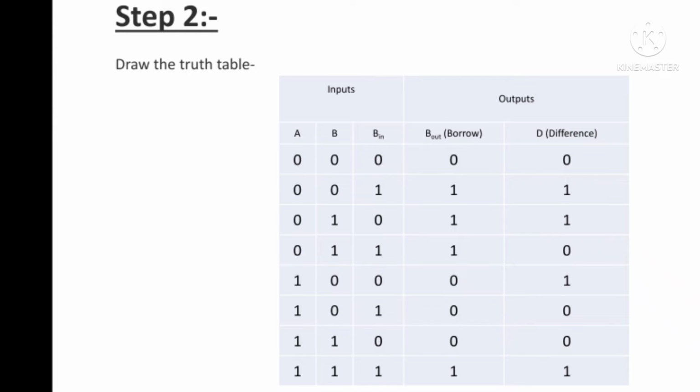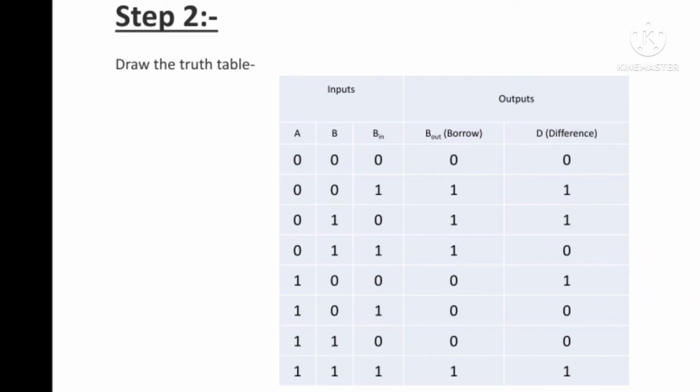Now let's see the third step. We draw a K-map using the truth table. Let's see how to draw these K-maps. As the inputs are 3, we have to draw a 3 variable K-map. Let's see where we get ones in the difference column.